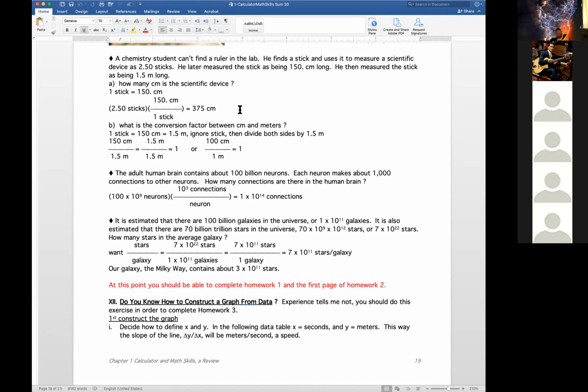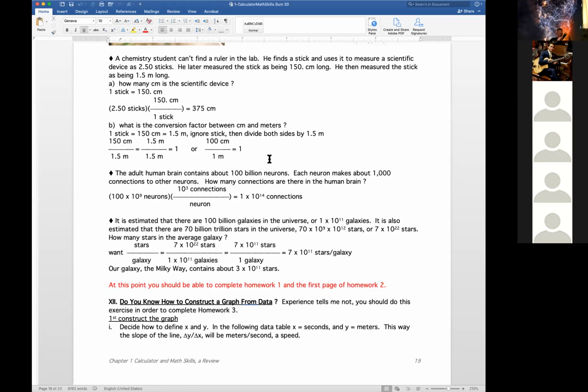What's the conversion factor between centimeters and meters? One stick was equal to 150 centimeters, but that's also equal to 1.5 meters. So now I only care about this relationship between centimeters and meters. I divide both sides by 1.5 meters. That cancels out, is equal to 1. So there's my conversion factor right there.